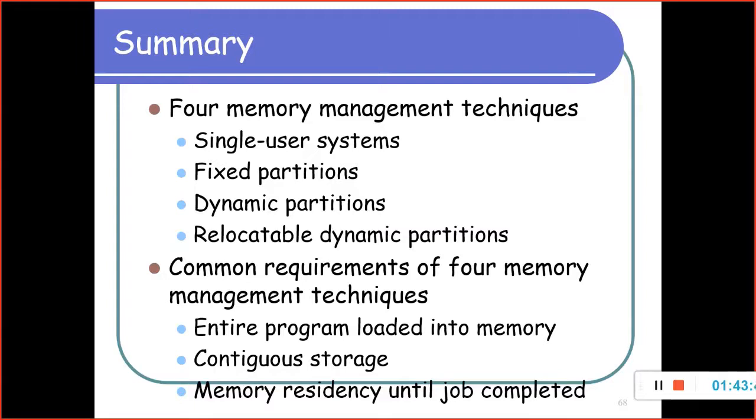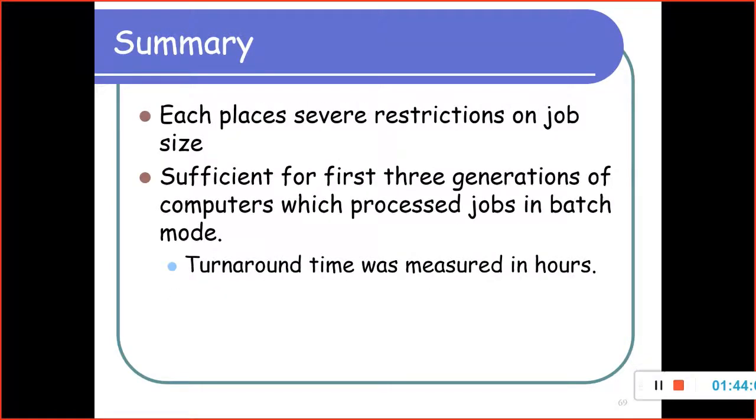Okay, summary: we covered fixed partitions, dynamic partitions, and relocatable dynamic partitions. Compaction: you compact all the external fragmentation. Common requirements of these memory management techniques: the entire program is loaded into memory, and stored contiguously in memory until the job is completed. Each places severe restrictions on job size, but was sufficient for the first three generations of computers, which processed jobs in batch mode. Turnaround time was measured in hours.